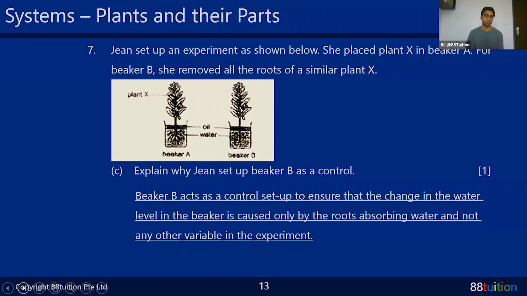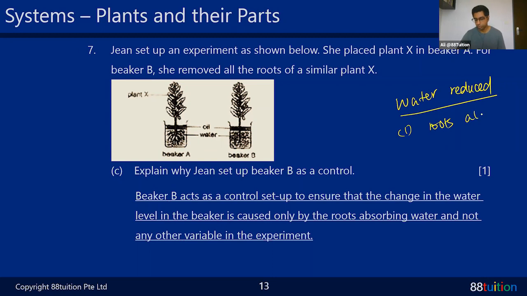Because if you just have one, the water may not have been absorbed by the root, even though you put in the roots. What if the water can also be lost? Water can be lost. The level reduced doesn't mean, okay, there are two reasons: roots can absorb the water or it can evaporate as well. So how do you know for sure the roots are the one absorbing? You need to control the other setup without roots to see how much the root absorbs.